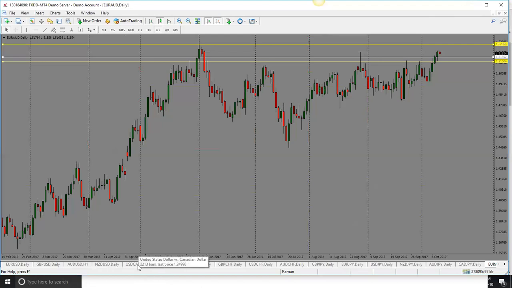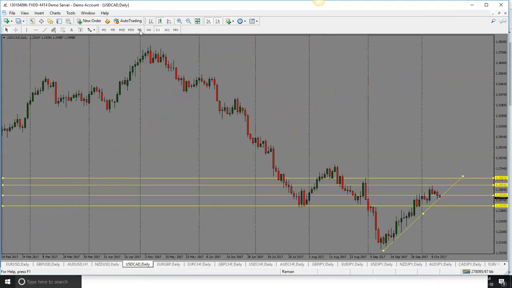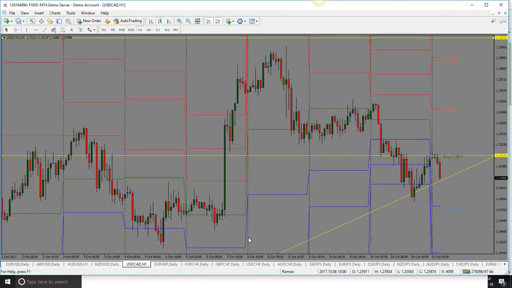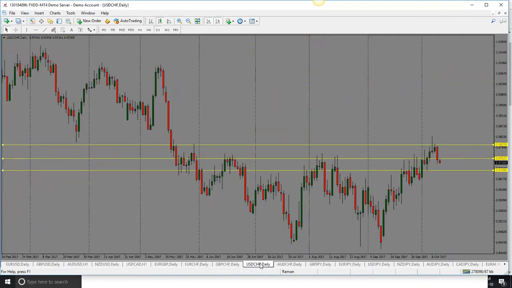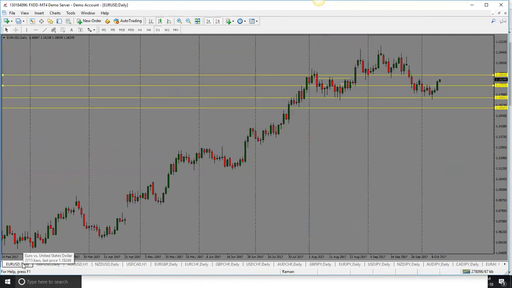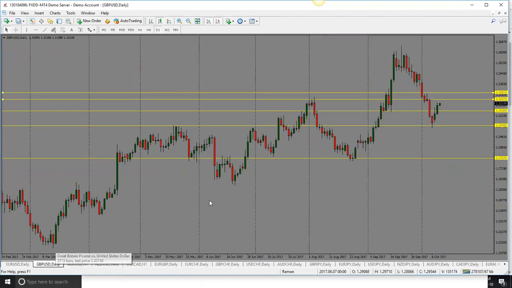All right, so any questions or anything to add here? So dollar CAD here, thanks Vaz, dollar Swiss franc, those are looking quite bearish at the moment. So US dollar overall is just looking weak. Everything is bullish against the US dollar essentially at this point.